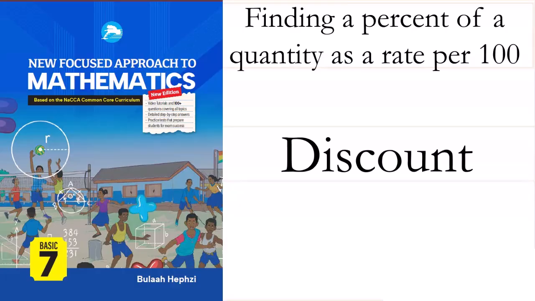This is the revised edition. And in this video, we want to learn how to find discount. This is part of the series of finding percentage of a quantity as a rate per 100. In the previous one, we did the commission. And I told you that we are going to look at discount as well.